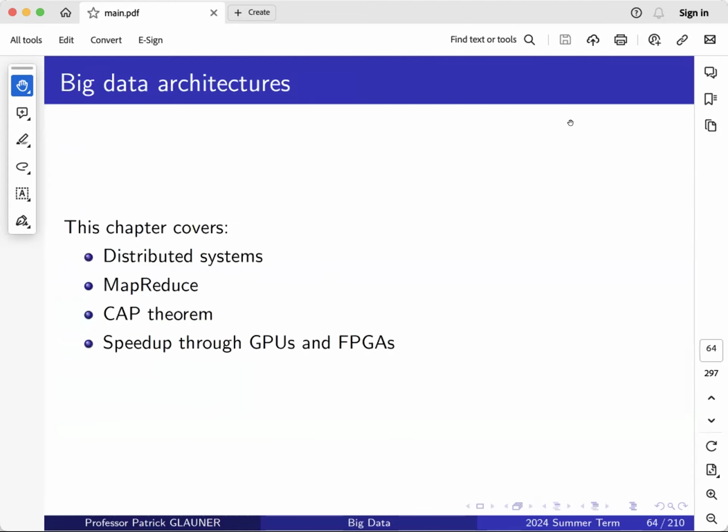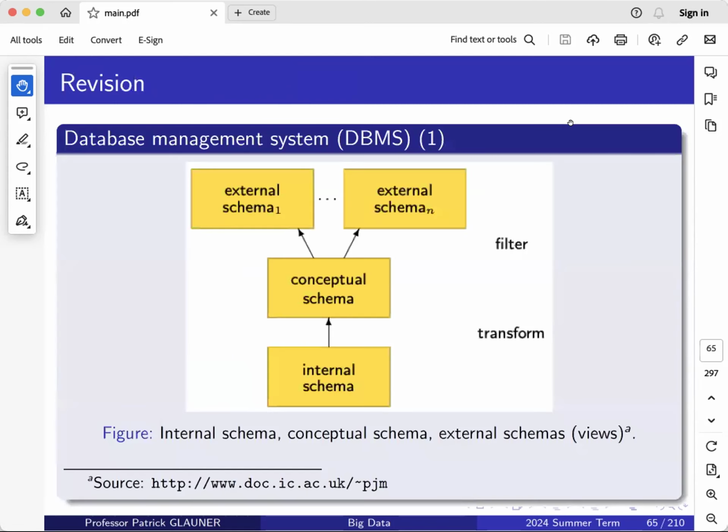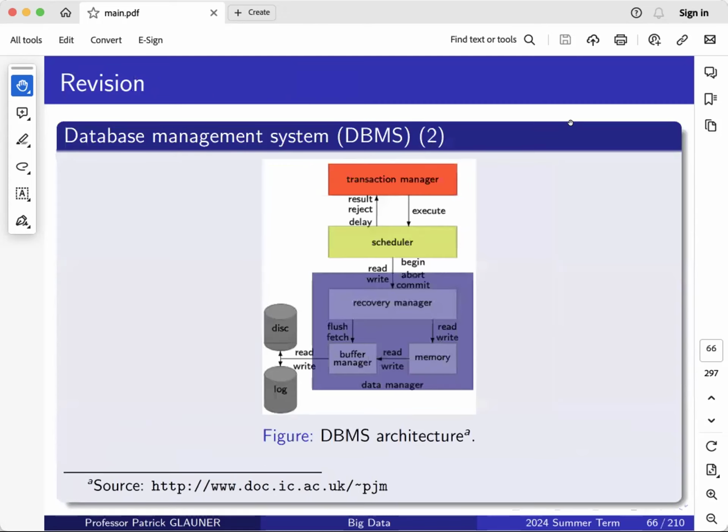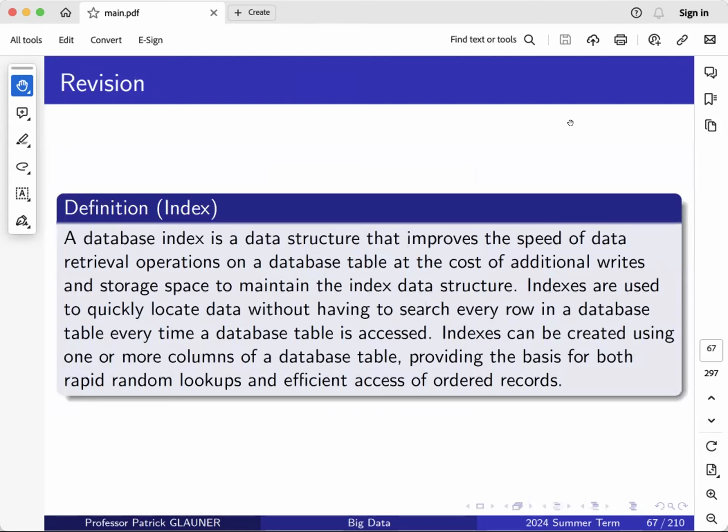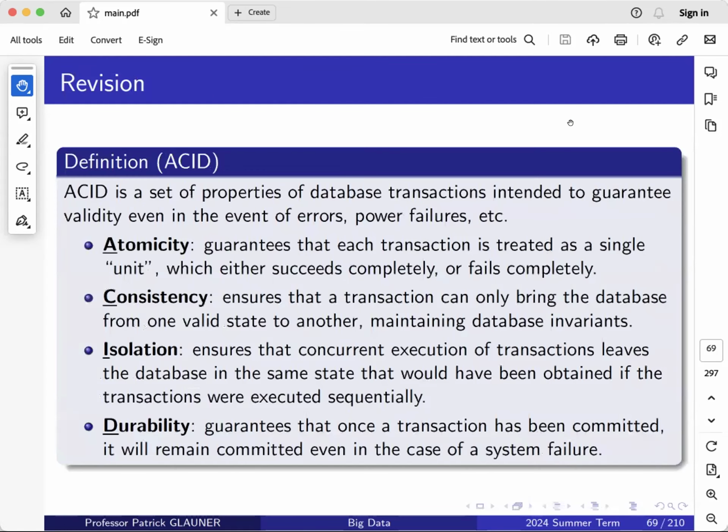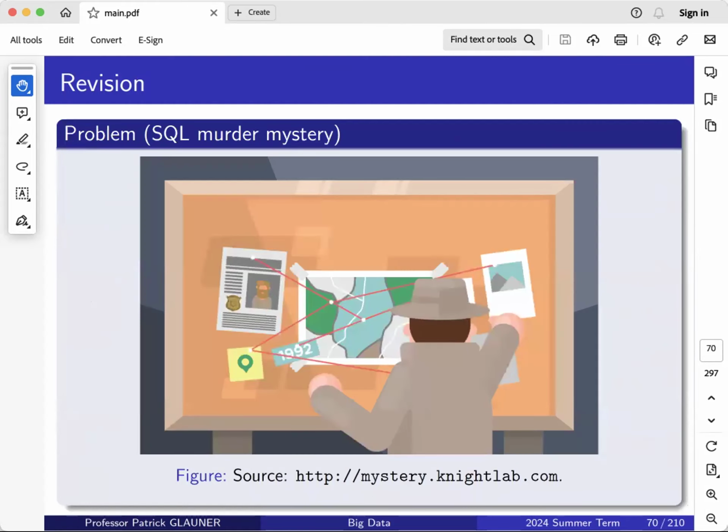Then we started with the big architectures chapter. We've talked about, first of all, a revision of database management systems, which is important for today's lecture. We looked at indexes, we looked at database normalization, and a very important set of guarantees that we call ACID, atomicity, consistency, isolation, and durability. I also presented you this SQL murder mystery, which is for you if you want to do a revision of your SQL skills or if you want to improve them.